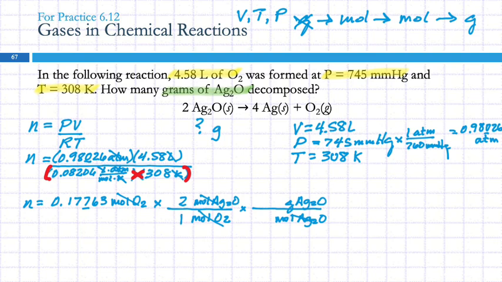Then we're going to need the molar mass of silver oxide. 107.8 is silver. And there's 1 oxygen. So 231.6. And that's grams is equal to 1 mole. So 231.6 grams for every 1 mole.